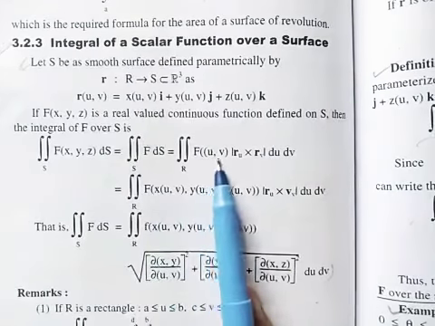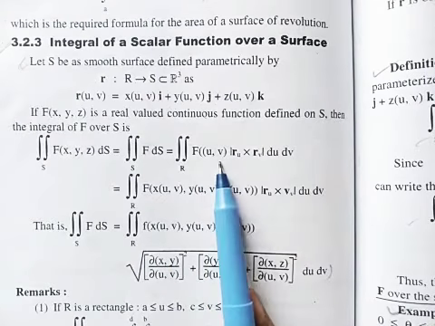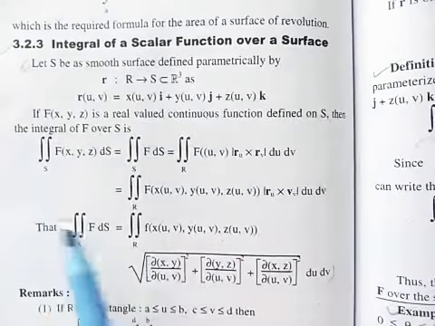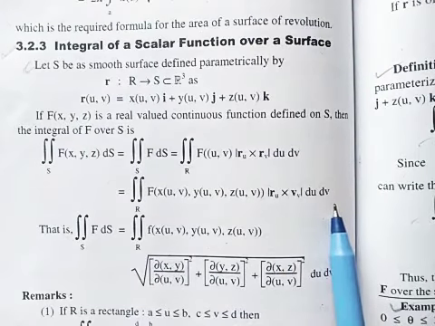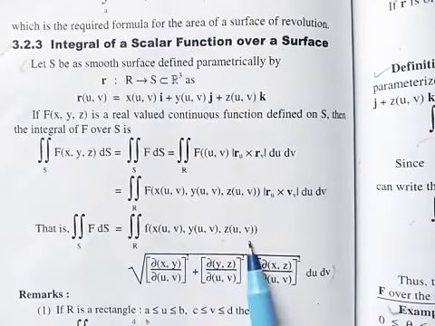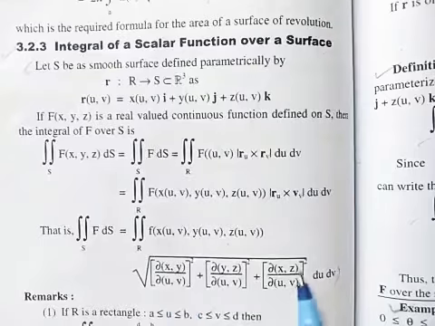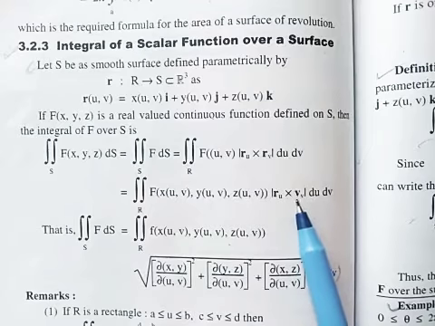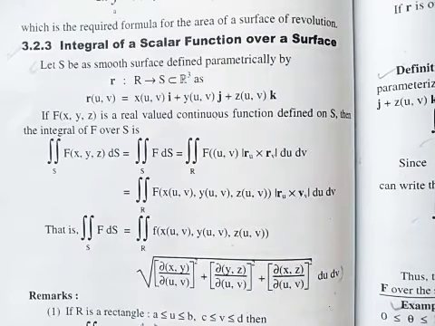Now this F of u, v is in the form of u and v, so we can write it as F of x(u,v), y(u,v), z(u,v), because this capital F is a function of x, y, z. This mod of ru cross rv du into dv as it is, so this can be written as double integral of capital F as it is. Now this mod of ru cross rv is the square root of this value. We calculated it in the last lecture that mod of ru cross rv is equal to this value, du into dv as it is.